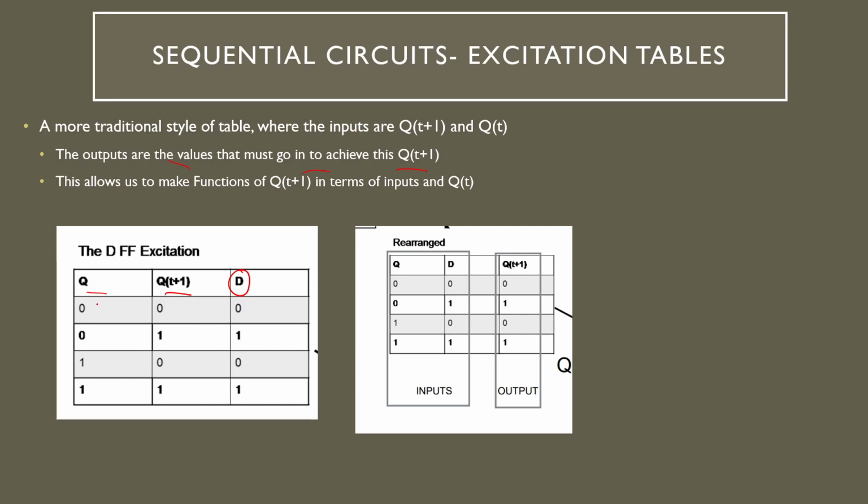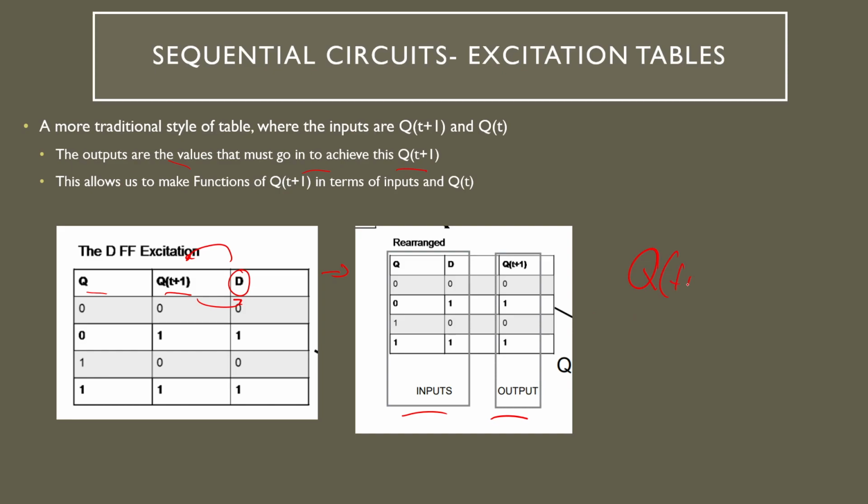So for 0 to become 0, I must keep D 0. For 0 to become 1, I must keep D to be 1. For 1 to become 0, I must keep D to be 0. For 1 to become 1, I must keep D equal to 1. Oh, this is for a D flip-flop, as you can see. The next step is swap the inputs of the truth table and the outputs of the truth table to get this. And now you can use a K-map.